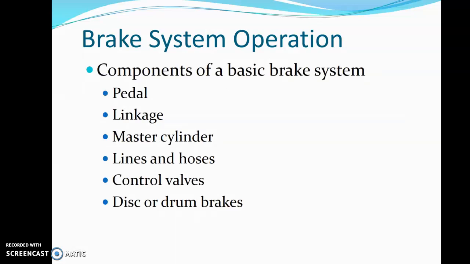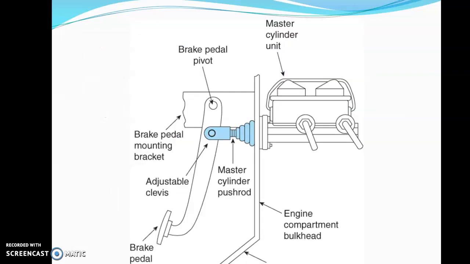So here's some basic components. You have the pedal you push on, a linkage that connects the pedal through a physical connection, which gives you the mechanical advantage, the leverage, to the master cylinder, which gives you hydraulic advantage, and then that can go to a booster, which gives you a more vacuum atmospheric pressure mechanical advantage. And then lines and hoses that go down to the disc or drum brakes through control valves. Now the control valves we'll talk about are kind of what helps the system remain safe.